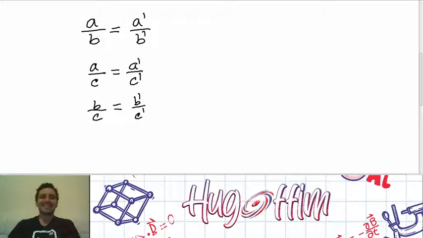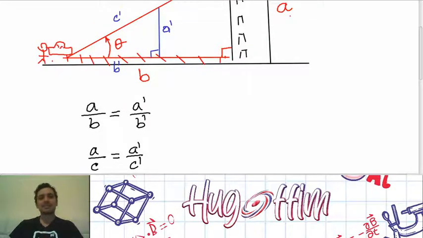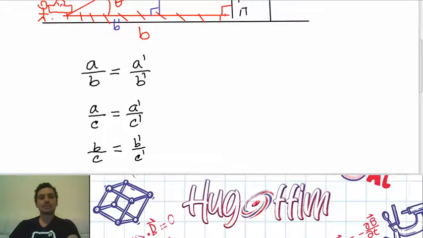But here is the cool part. These ratios depend on this angle. As you can see, if I increase the angle theta, A divided by B, or the ratio A to B, should increase or decrease according to how I change theta, in this case increase. So these ratios depend on the angle theta.